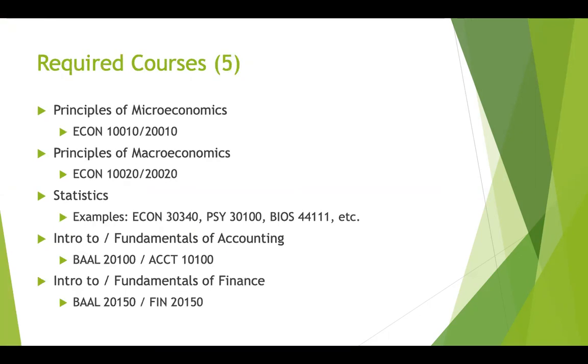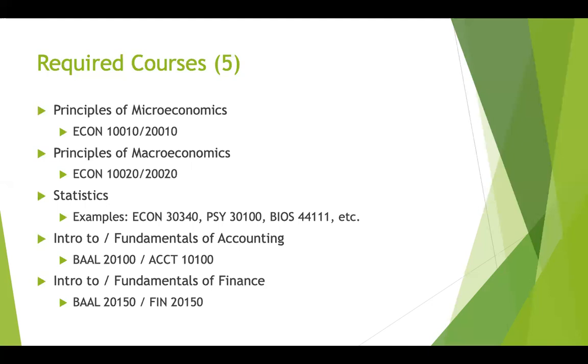In terms of the required courses for the minor, there are 5. Principles of micro and principles of macro. So Econ 110, 210 based on whether you're a freshman or an upperclassman, and Econ 120 and 220, same breakdown.